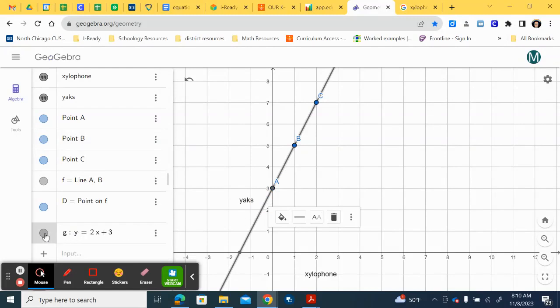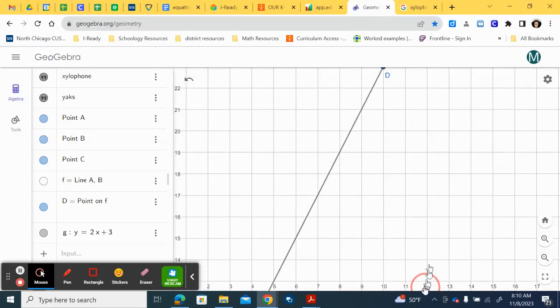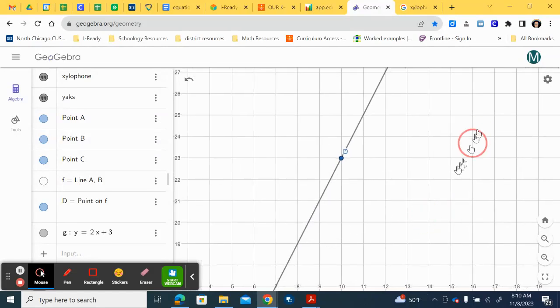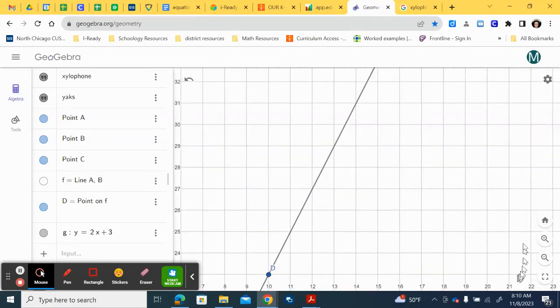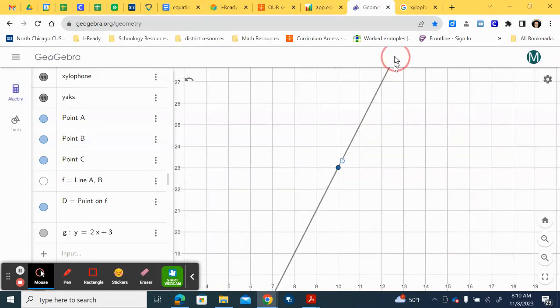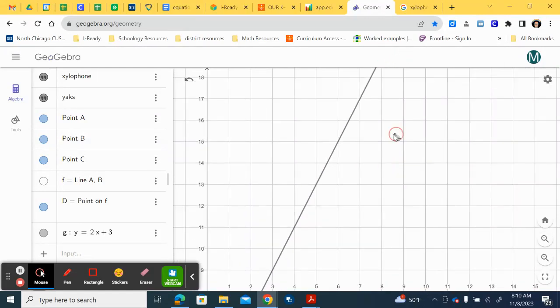So if I delete this line and this line, you see there's nothing in between here. So if I add this line back in, you see it goes through all of my points. And I could follow this line up and up and up until I get to 1,000 xylophones, or I can do the math like I just did and show how many yaks I need.